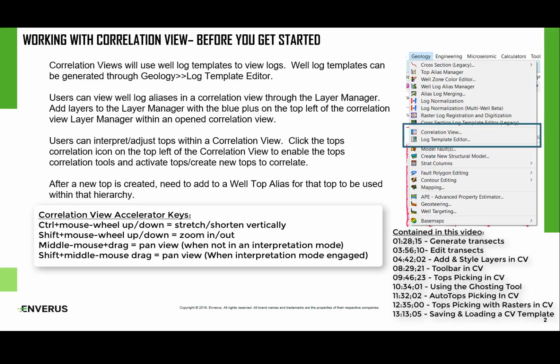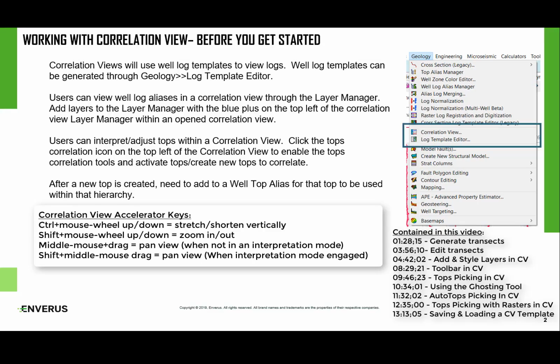Users can interpret or adjust tops within a correlation view. Click the tops correlation icon in the top left to enable those tops, and also to activate tops and create new tops to correlate. After a new top is created, you'll need to add that new well top to the well top alias for that top to be used within that hierarchy. We'll go over that within this video.